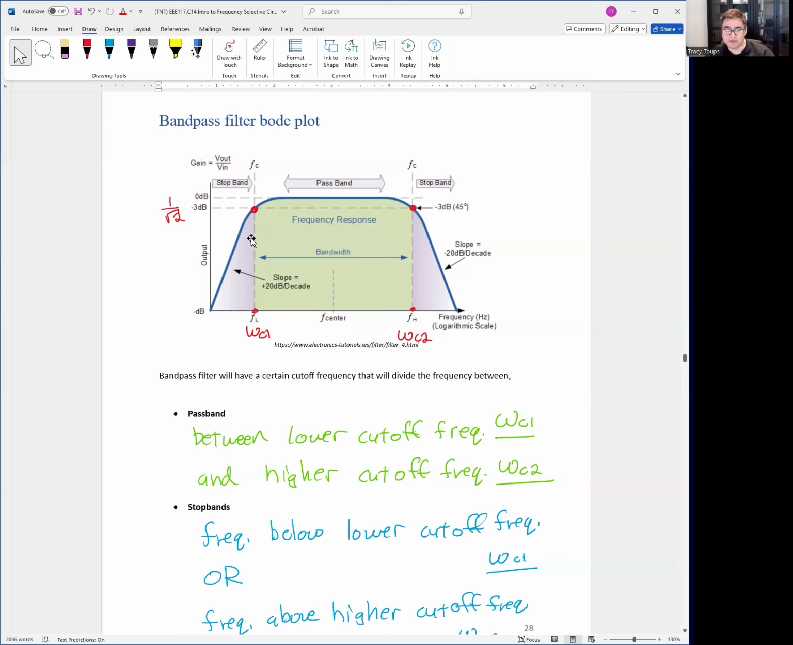Below WC1 or above WC2 are considered a stop band. So stop band is the frequency below the lower cutoff frequency or above the higher cutoff frequency. At this point, this is where the gain is going to be lower and can be like negative 20 dB, negative 40 dB. You're not going to get a signal. Okay, so that's the big gist of this bandpass filter: we have a middle band that we let through and everything else gets rejected.